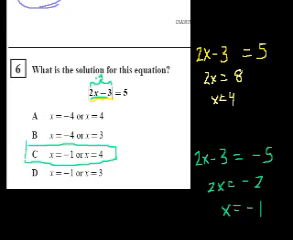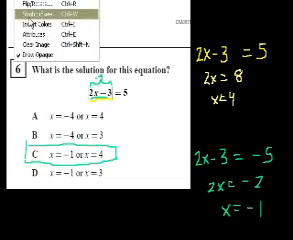Next problem. The Algebra 1 ones go faster than the Algebra 2 problems. Those tend to be hairier. Okay, let me clear all of this. Okay, I'll just write this one down.